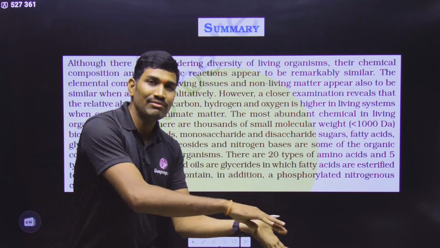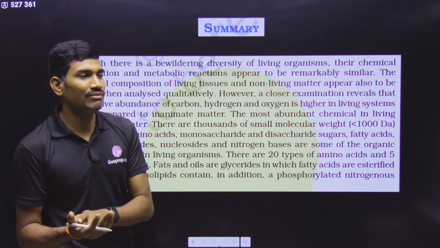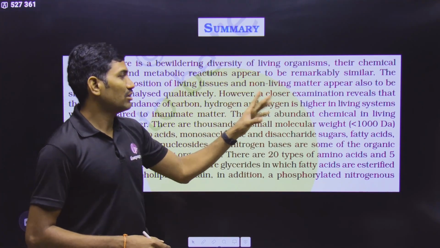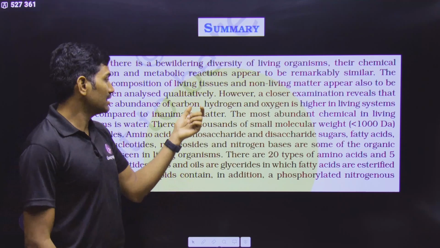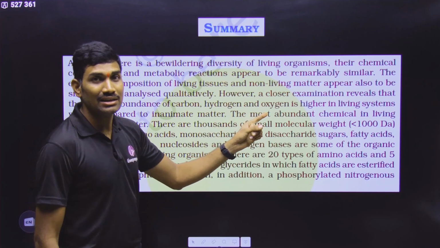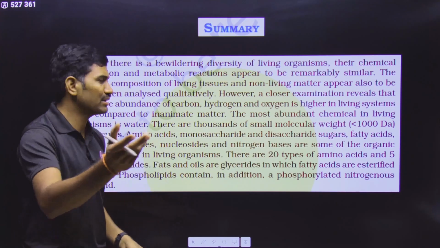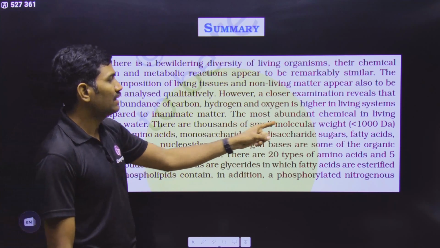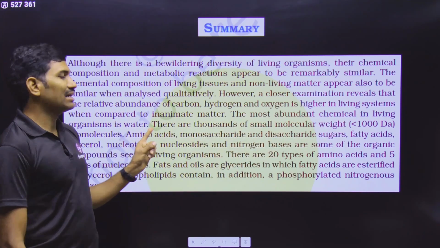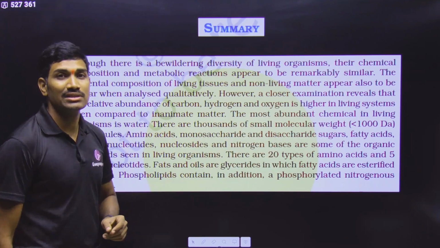When compared with non-living things, if you are observing in the living organisms, carbon, hydrogen and oxygen are higher. In the regular content, they mentioned only carbon, hydrogen. And here they are talking about hydrogen also. Anyhow, that comparison I already told you, so go through that comparison. The most abundant chemical in the living organisms is the water. 70 to 90% is the water.